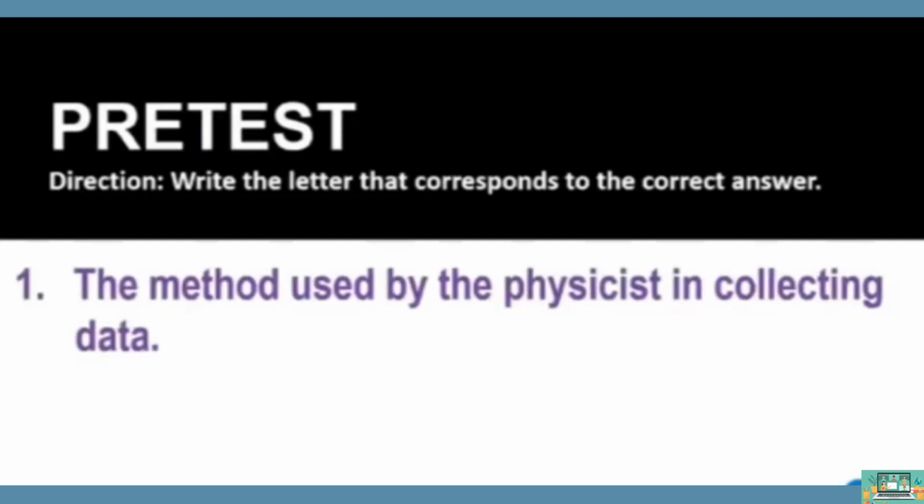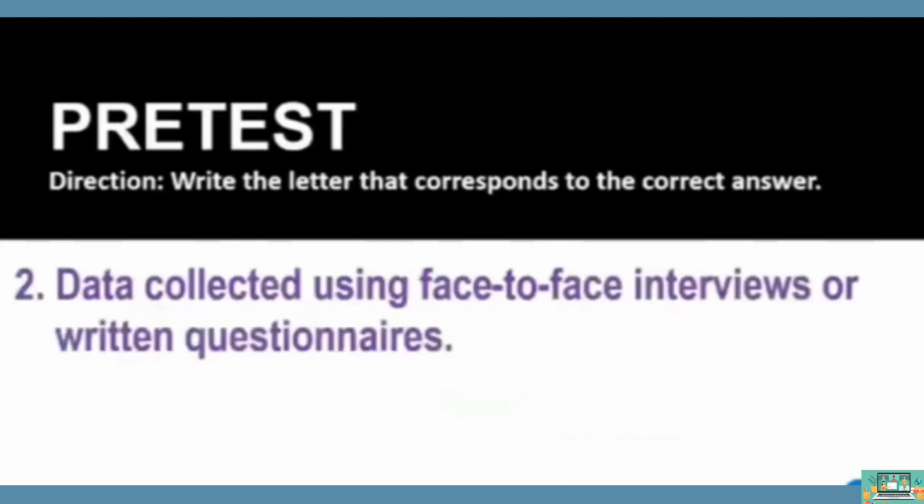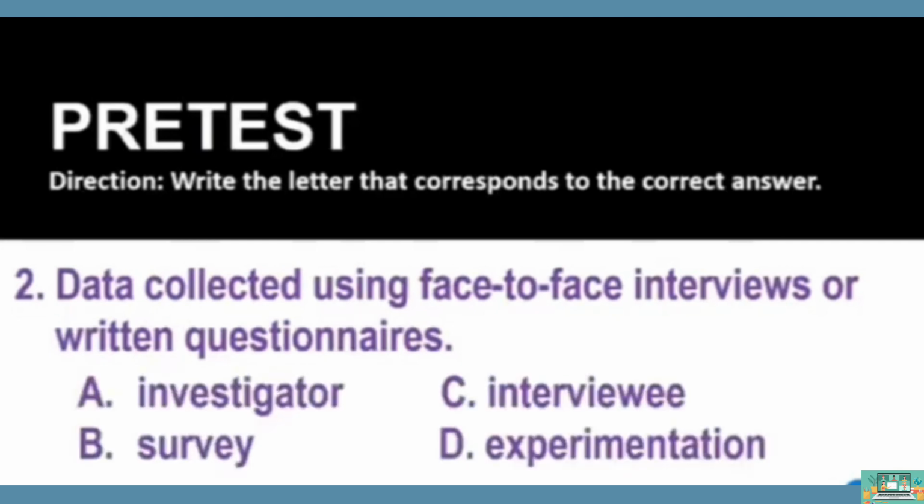1. The method used by the physicist in collecting data. If your answer is A, you are right. Good job! 2. Data collected using face-to-face interviews or written questionnaires. If your answer is B, you are right. Great!